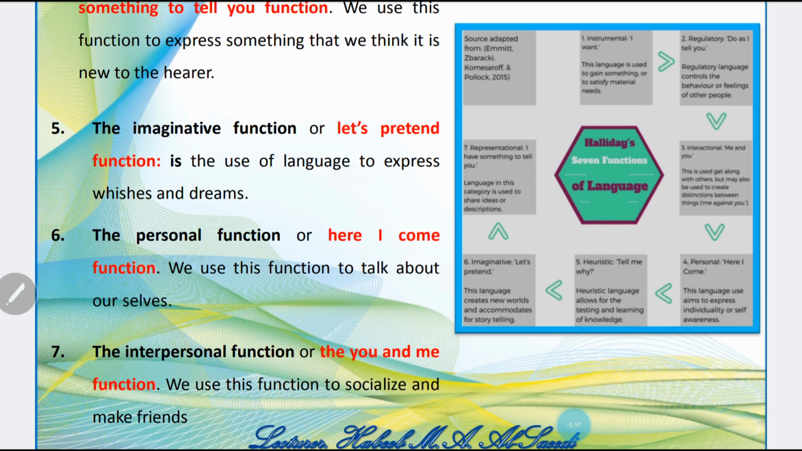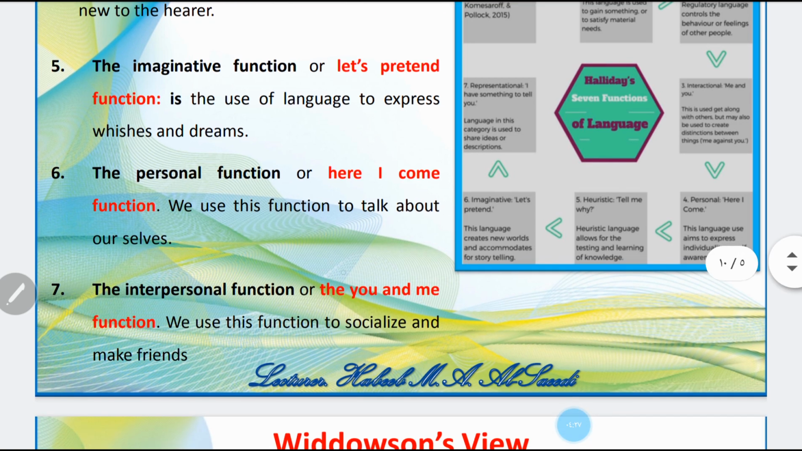The imaginative function, or the "let's pretend" function, is the use of language to express wishes and dreams. When we talk about our wishes and dreams, we use the imaginative function. The personal function, the "here I come" function, we use this function to talk about ourselves. The interpersonal function, or the "you and me" function, this is also a very important function, that we socialize, we make friends, we interact, communicate with others.